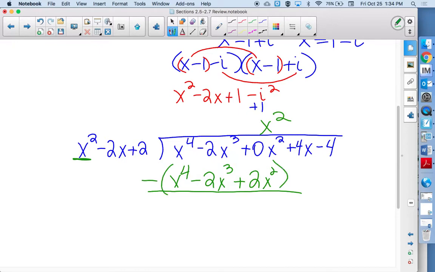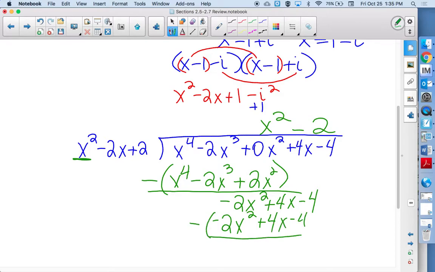All right, and then when you subtract, your x to the fourth goes away. Negative 2x cubed minus a negative 2x cubed also goes away. And we have a 0x squared minus 2x squared. So we end up with negative 2x squared. Because two terms canceled and I'm using a trinomial, I have to also bring down two more terms. We have an x squared, we want to make it negative 2x squared, so I multiply by negative 2. And then I have the negative 2x squared plus 4x minus 4, so that when I subtract, I get a big fat 0 at the bottom. Big fat 0.